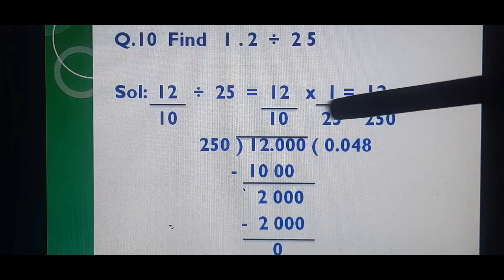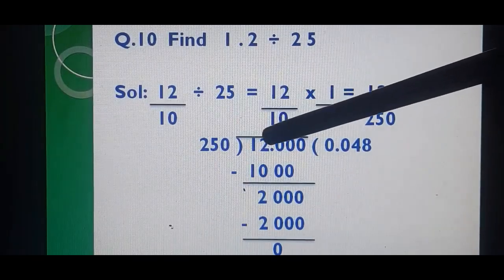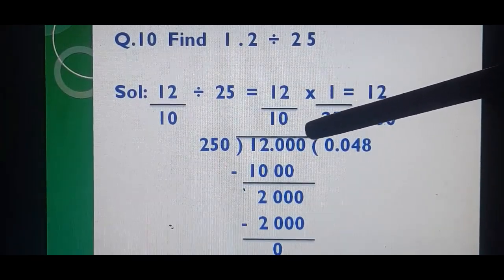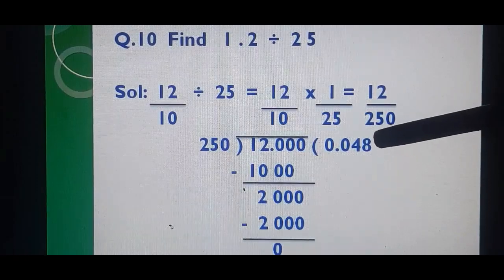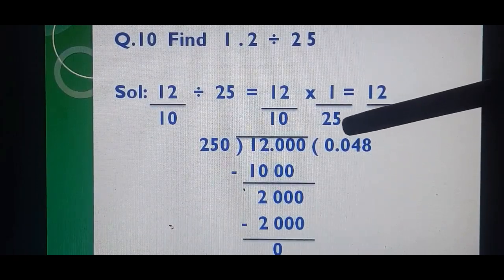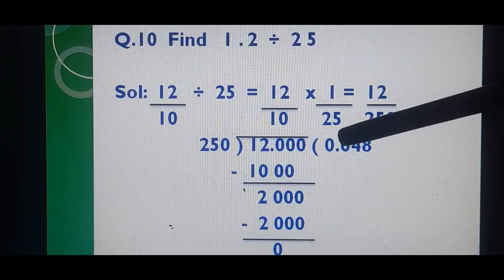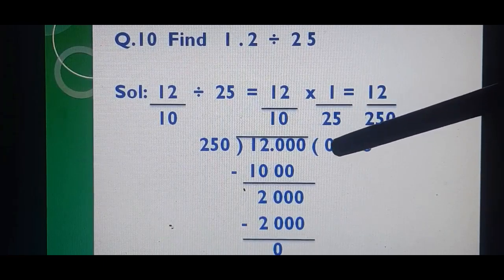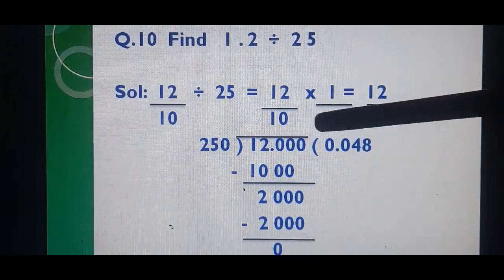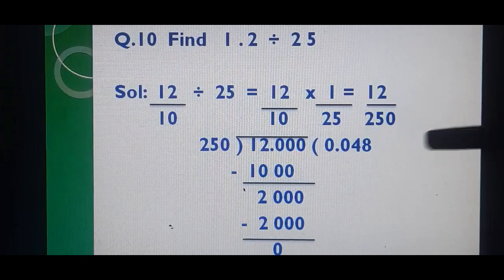Now we will put the decimal. In our dividend after the decimal there are 3 digits. So count from the ones place: ones, tens, put 0 if no digit is there, ones, tens, hundreds, and then put the decimal. So our answer has become 0.048.